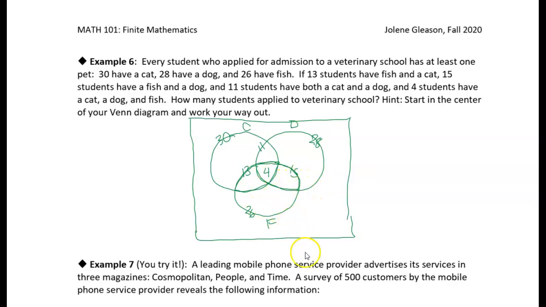They like animals. Now, another piece of information which you may have overlooked is that every student who applied for admission to this veterinary school has at least one pet, which means that none of the people have zero of these types of pets, right? So there are no people who are outside those circles.